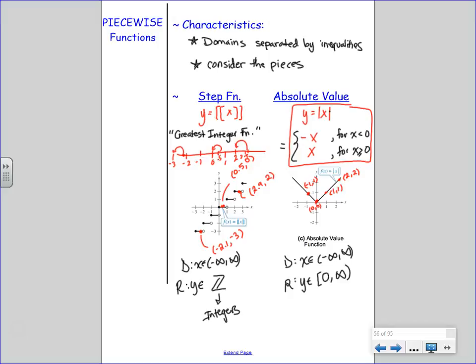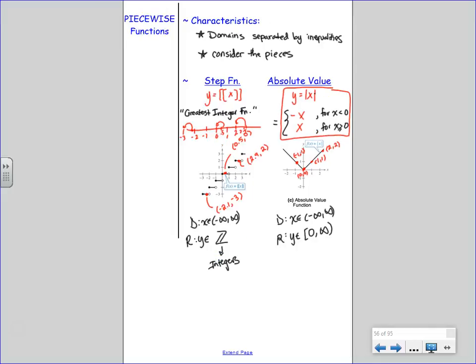Question. What is the slope of the step function? 0. Every single piece is flat, right? And flat is horizontal, and horizontal has a slope of? Interesting. So all slopes are 0.